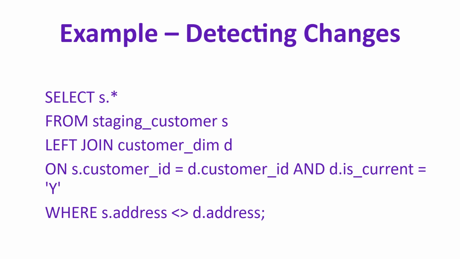So the query is: select S.* from staging customer S left outer join customer dimension D on S.customer ID equal to D.customer ID and D.is current equal to yes, where S.address is not equal to D.address.